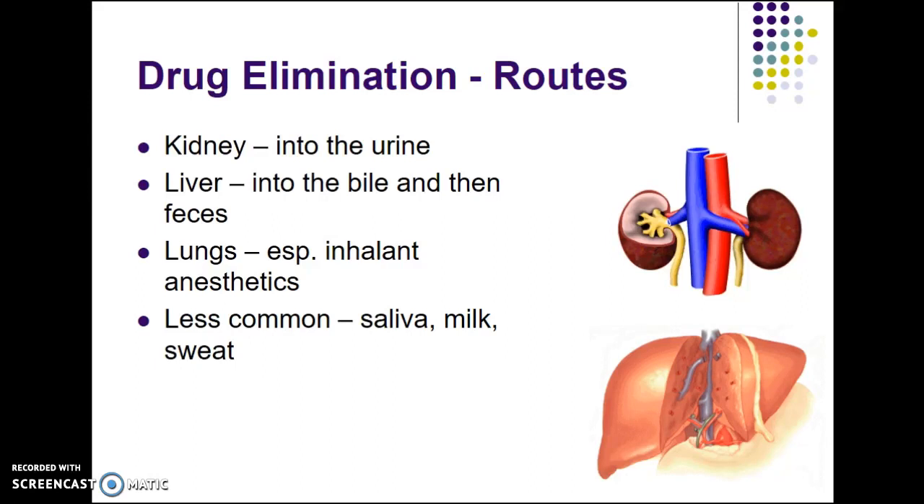The lungs can be the route of elimination, especially for our inhalant anesthetics. And then less commonly, drugs are sometimes eliminated in saliva, milk, and sweat. And the importance there is mostly in the milk because drugs that are eliminated via milk, if we have animals that are being milked, we need to be very aware of which drugs are going to be eliminated that way, or at least partially eliminated that way, and the milk cannot be used for human consumption. So those are what we talk about with withdrawal times for those types of drugs.